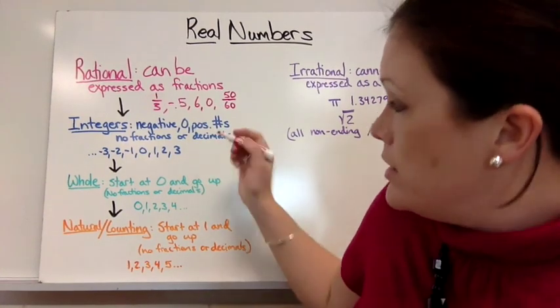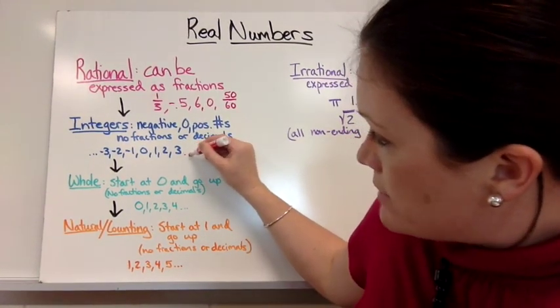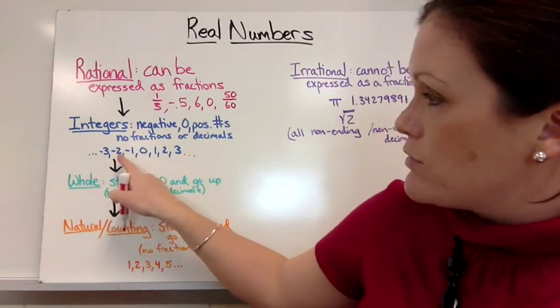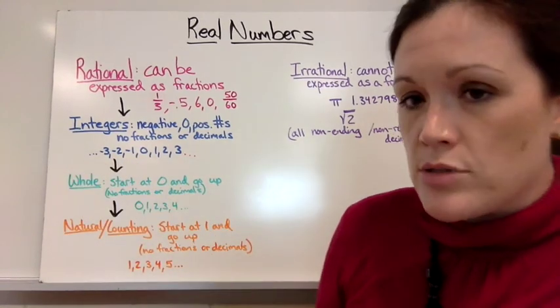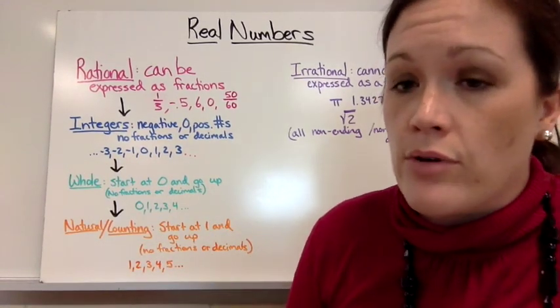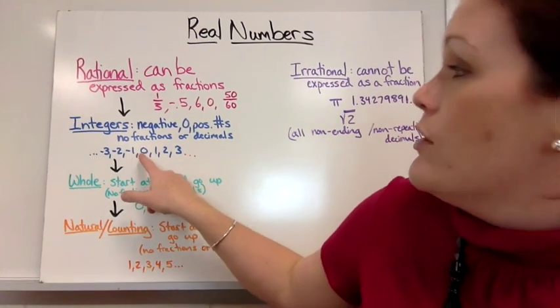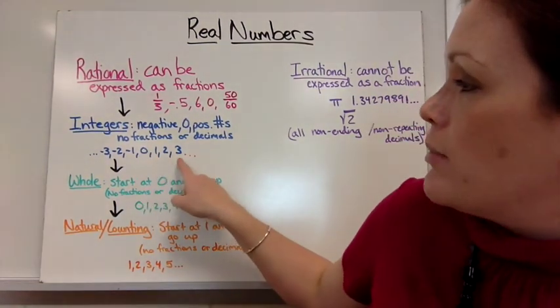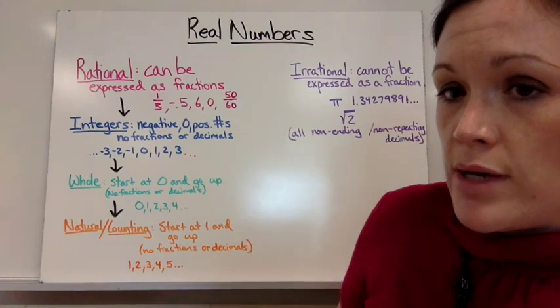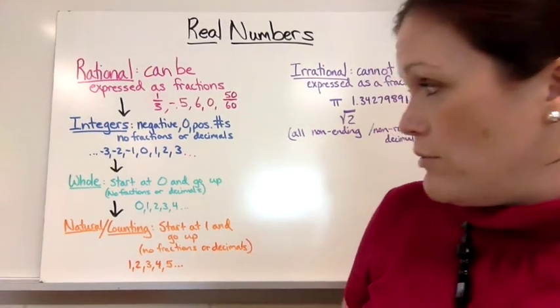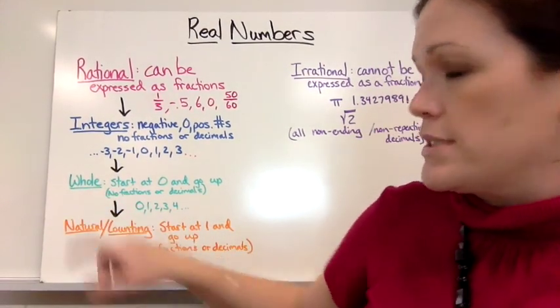But they are negatives, like I have listed some here, negative 3, negative 2, negative 1. But remember those little dots mean that I could keep going forever and list them all the way down. We have 0 and the positive numbers, and again, I could keep going up to higher numbers. But those are some good examples.